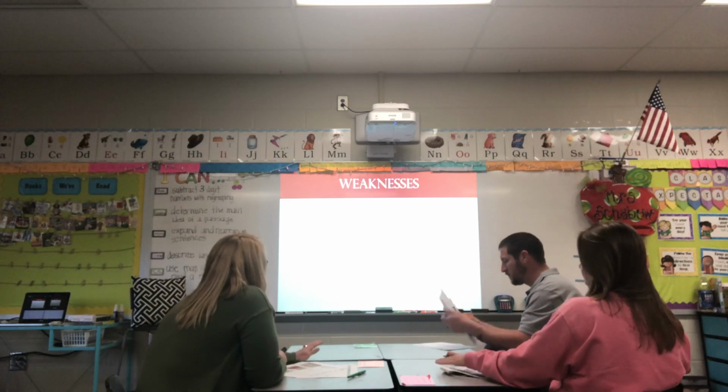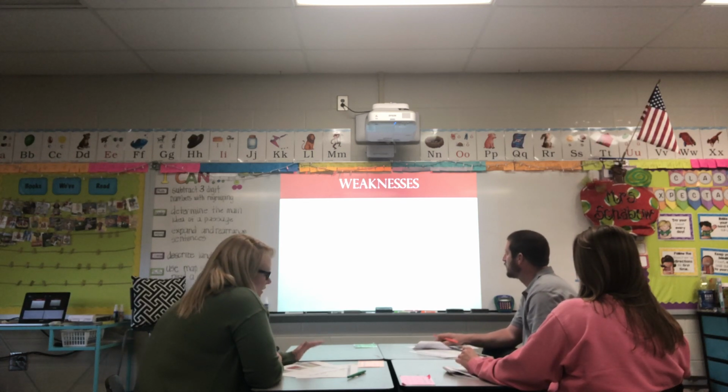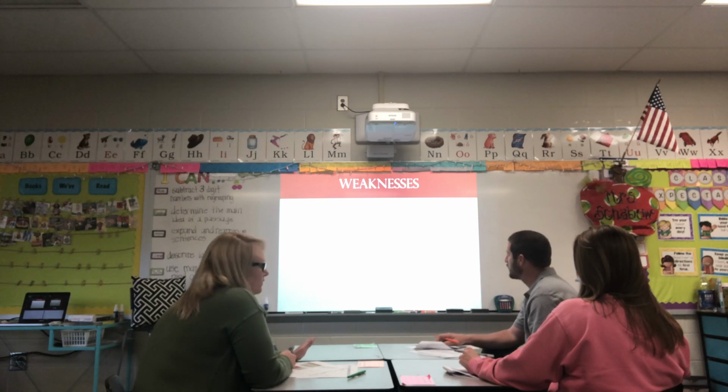So we've talked about our strengths, and now we need to look at our weaknesses. The good news is that overall we had a lot more strengths than weaknesses, but we are going to look at these three, and we agree that after looking at our data, these areas are consistent across the grade level, that all of our students showed some weakness with these.